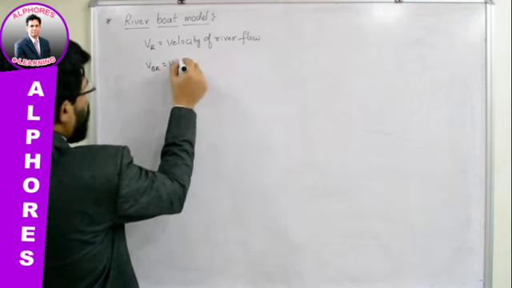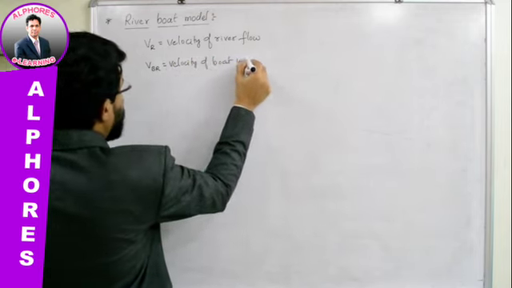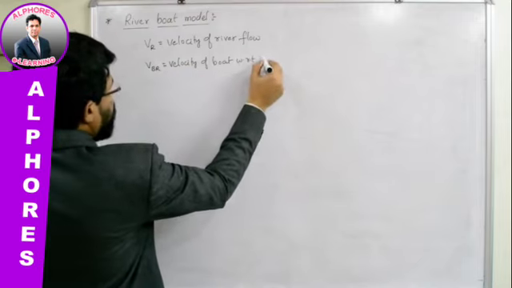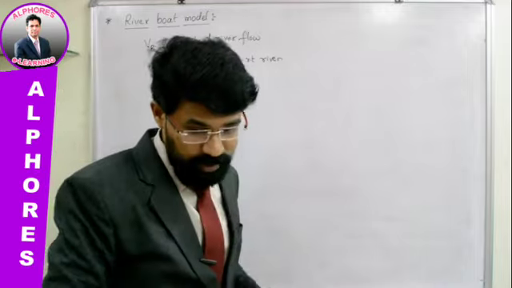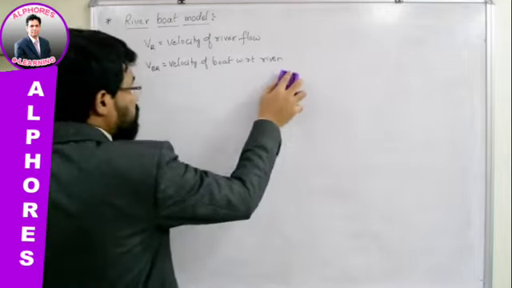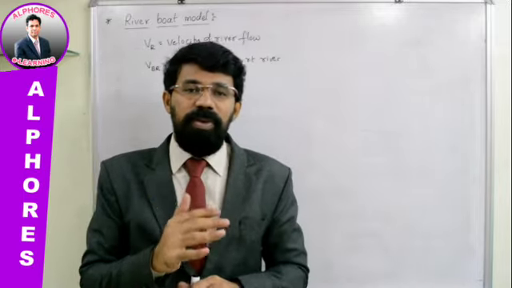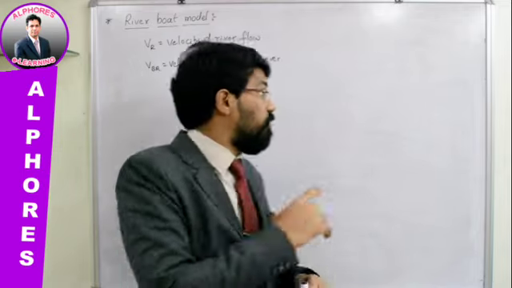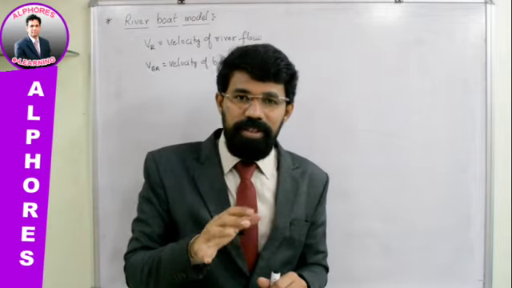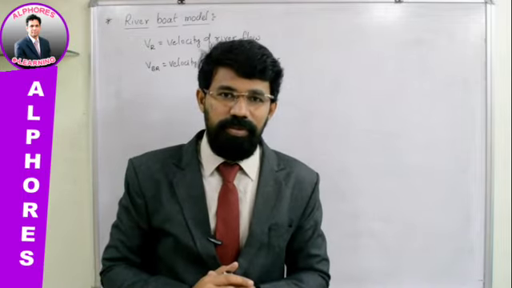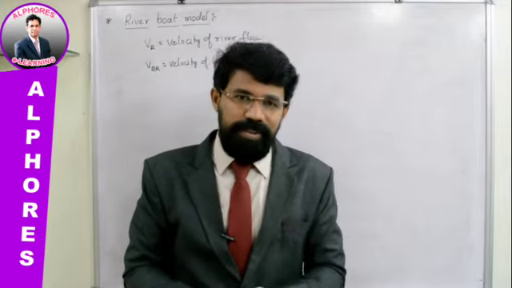V_BR, velocity of boat with respect to river. River in the sense here, especially in this case, is when the river is not flowing, when it is in still condition. Whatever velocity the boat can maintain in the river, that is V_BR. That is the velocity of the boat in a river which is not flowing. If the river is flowing, what happens? The resultant velocity of the boat will be different.